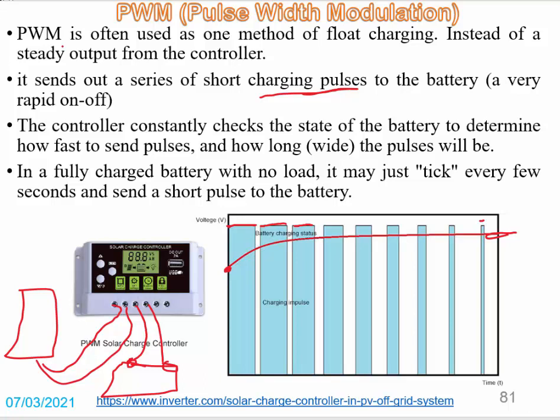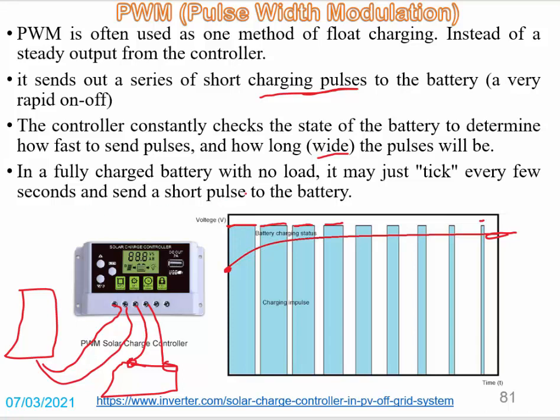The charger constantly checks the state of the battery to determine how fast to send pulses and how long the width is. Okay, so this is the width. You can see the width of the pulse. So how wide the pulses will be. If the battery is fully charged, it will send narrow pulses, and if the battery is empty or half charged, it will send long pulses.